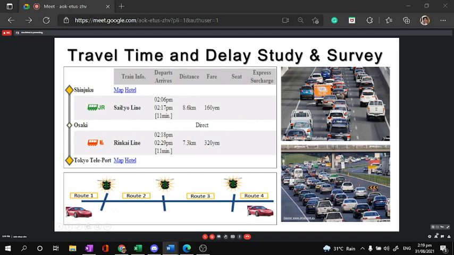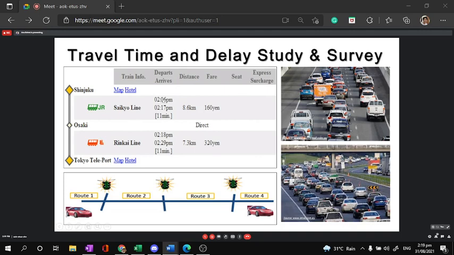Now, normally the express will cost you 320 yen, and that's a straight express train. For the commuter, you only have to pay 160 yen from Shinjuku to Osaka, and then from Osaka to Tokyo Teleport that's another 160, so you have 320 yen total. If you want to go direct, that's the express train, and it has a little shorter travel time. But for the commuter, the option that you have is to take the train at 2:06 p.m.